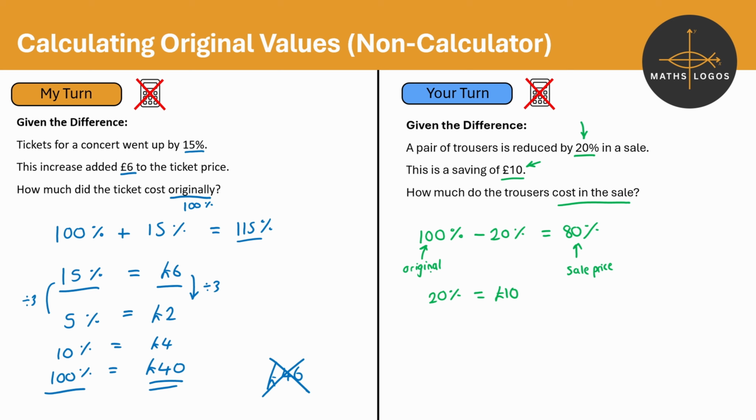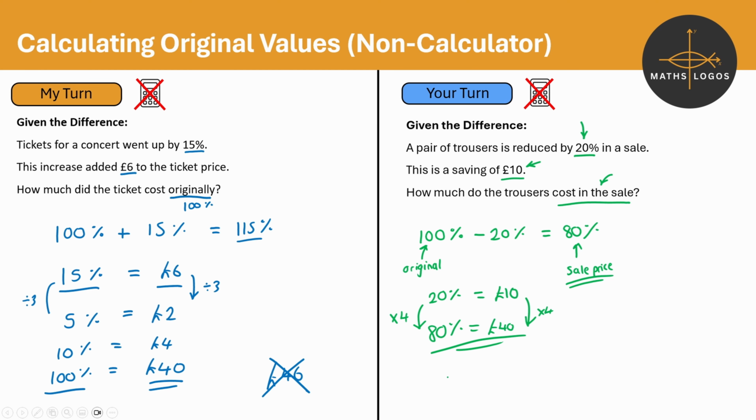Now, there are two ways we can go with this. We could work out the original price, we can work out the sale price, but our question has asked us for the sale price. How much do the trousers cost in the sale? We're interested in the sale price. We want to go to 80%. To do that, we multiply 20% by 4. So I'll multiply my £10 by 4. That takes me to £40. That is the sale price.